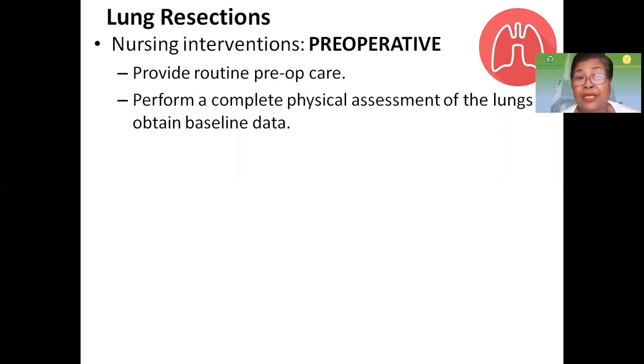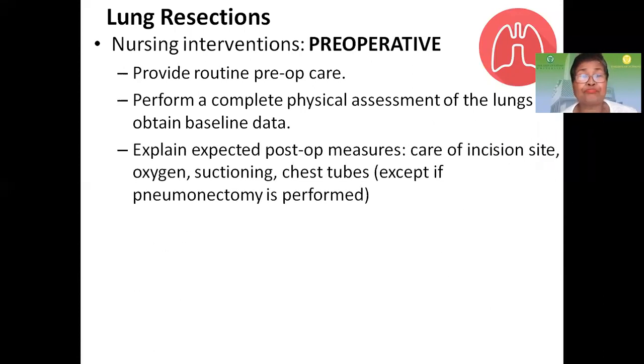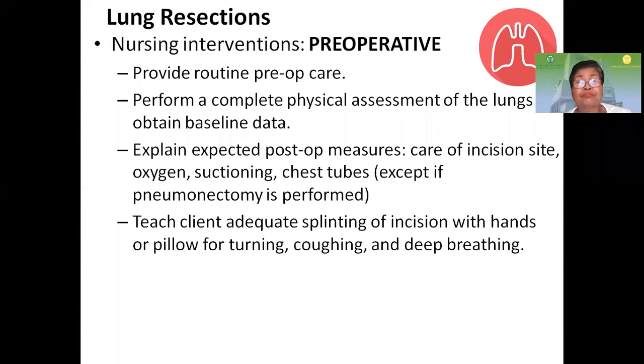So, routine pre-op care: perform physical assessment of the lungs and obtain baseline data. Explain the need for deep breathing, and teach also care of the incision, suctioning, and the chest tube that he will have, except if pneumonectomy is performed. In most instances, with pneumonectomy, a chest tube is no longer needed. Reassure the patient.